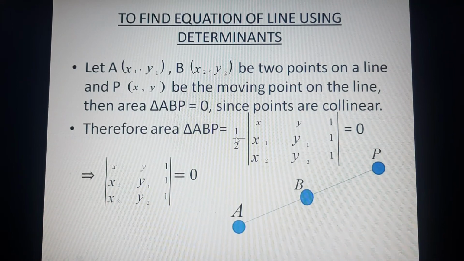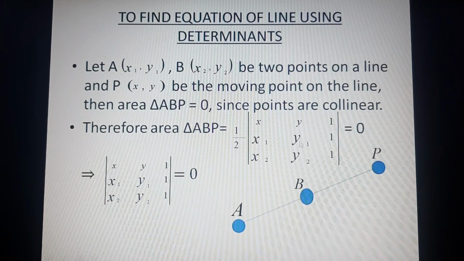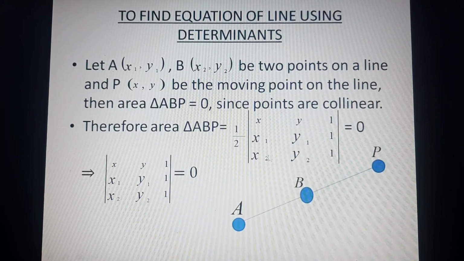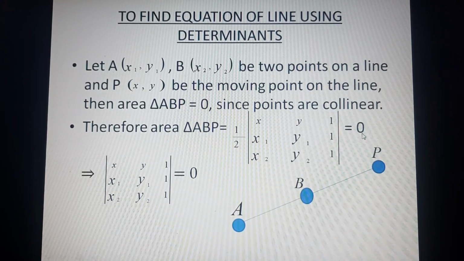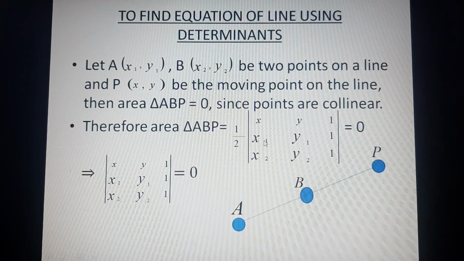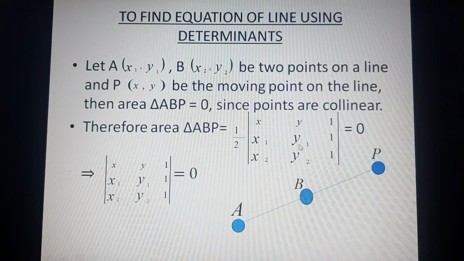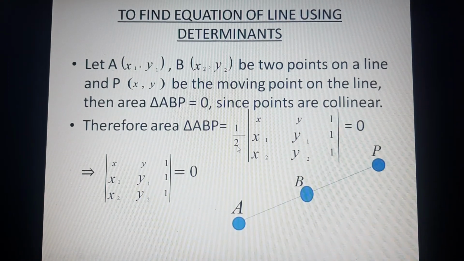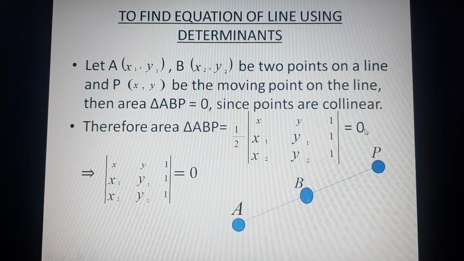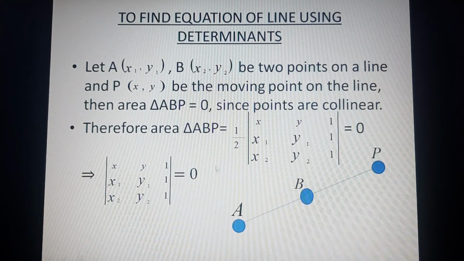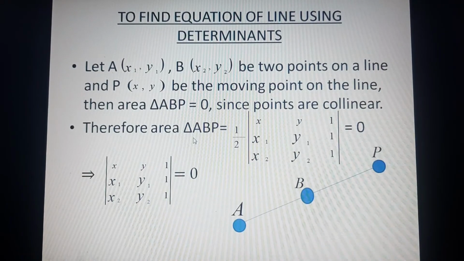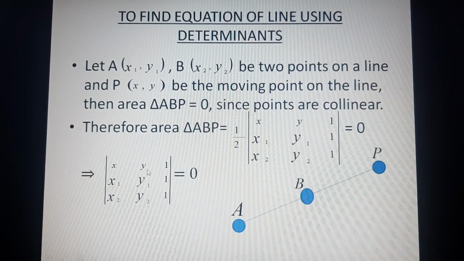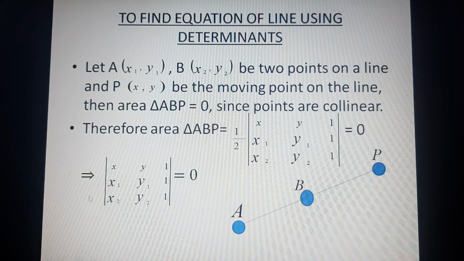So I am taking the same formula, half, then the determinant with rows x1 y1 1, x2 y2 1, equal to 0, because the area is now 0. So I put the area of the triangle ABP as 0. Now (x, y) is the coordinate of P, (x1, y1) is the coordinate of A, (x2, y2) is the coordinate of B. Now if you solve this, you can take this 2 on the other side, 2 into 0 will become 0. So this is the formula which you can apply to find the equation of line in terms of x and y. Using this we can find the equation of line.